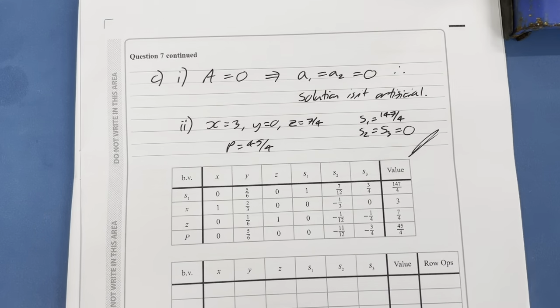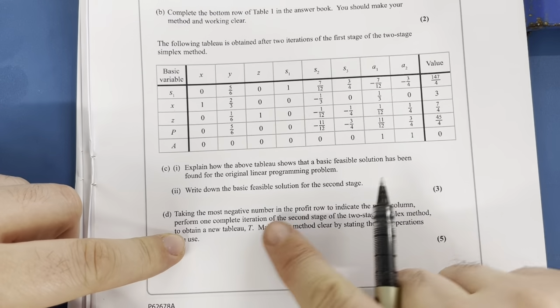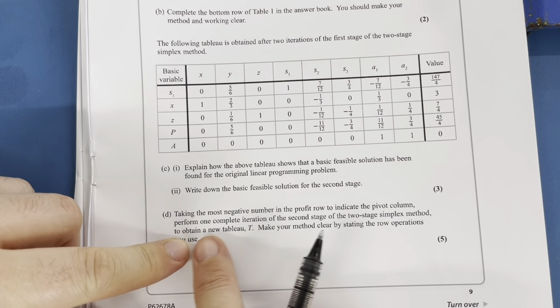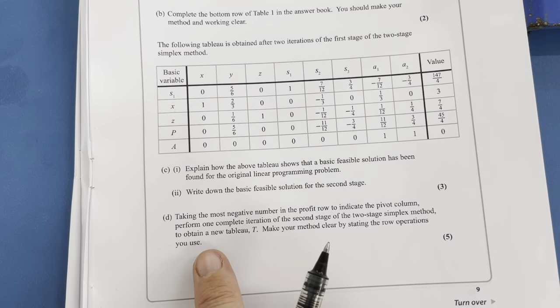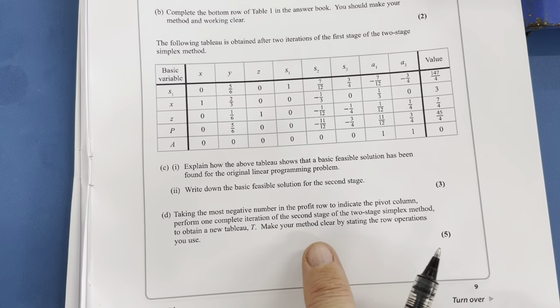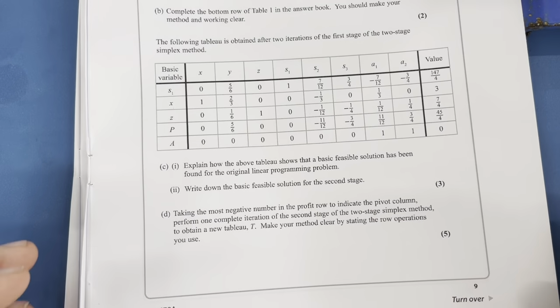Great. And part D. Taking the most negative number in the profit row to indicate the pivot column, perform one complete iteration of the second stage of the two-stage simplex method to obtain a new tableau T. Make your method clear by stating the row operations you use. In fact, that's not the end of the question.